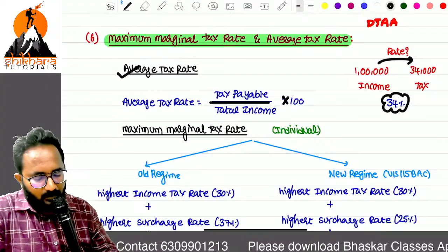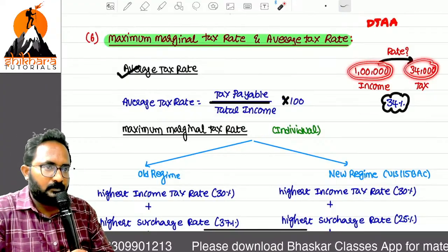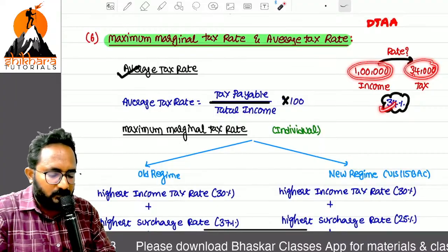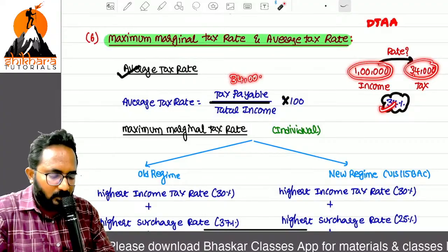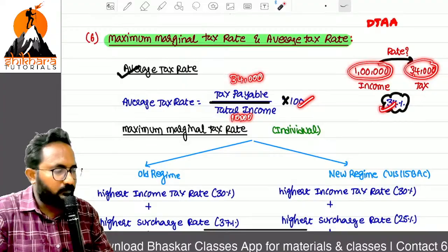So the same, if you remember this example, on 1 lakh they collected 34,000. If you want to calculate the rate, how will you get the rate? 34,000 divided by how much? 1 lakh into 100. Clear?